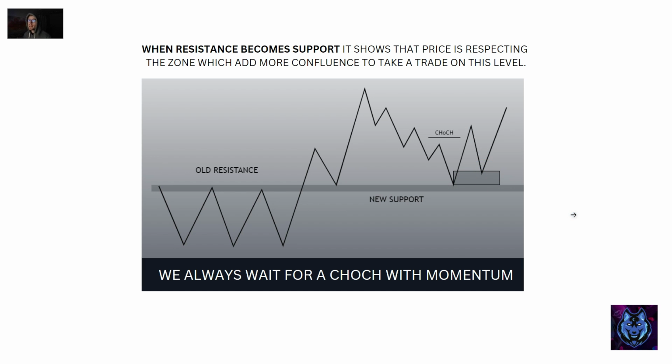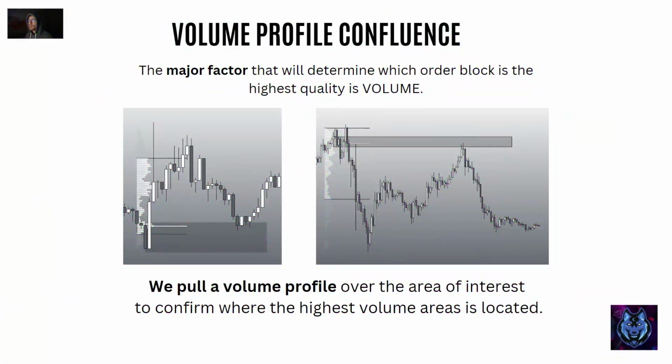I'm going to share with you guys something now that completely changed the way that I trade. It's a super secret little strategy. It's the volume profile confluence. The major factor that will determine which order block is the highest quality is volume. If there's volume located in that zone, we pull a volume profile over the area of interest to confirm where the highest volume area is located.